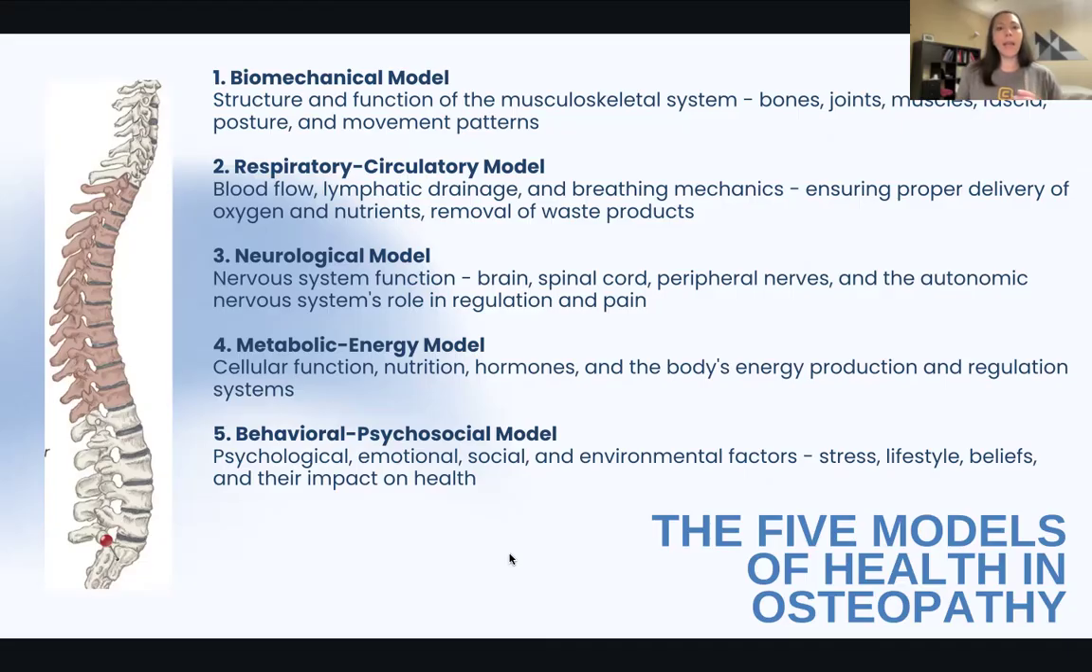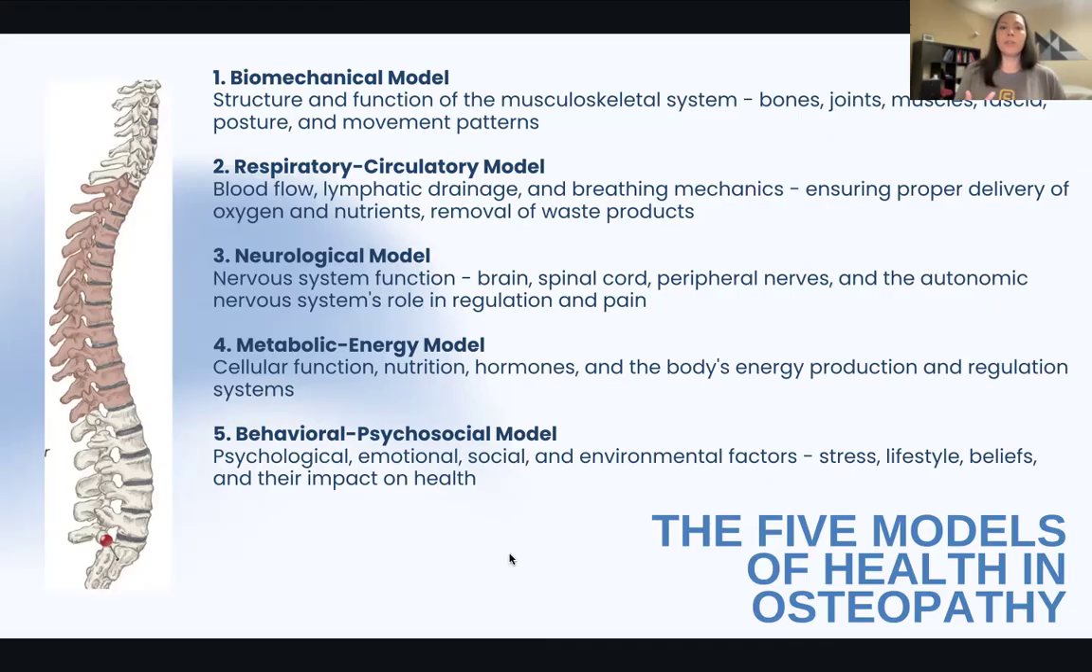Now, I would add the visceral component of osteopathy, which came into play probably 30, 40 years ago, because that is innervated by the vagus nerve. All of our organs are innervated by the vagus nerve. And that's also a huge part in the regulation of the nervous system. So I include visceral manipulation within the neurological model as well as the metabolic and energy model, which is where we're going next with the models of health.